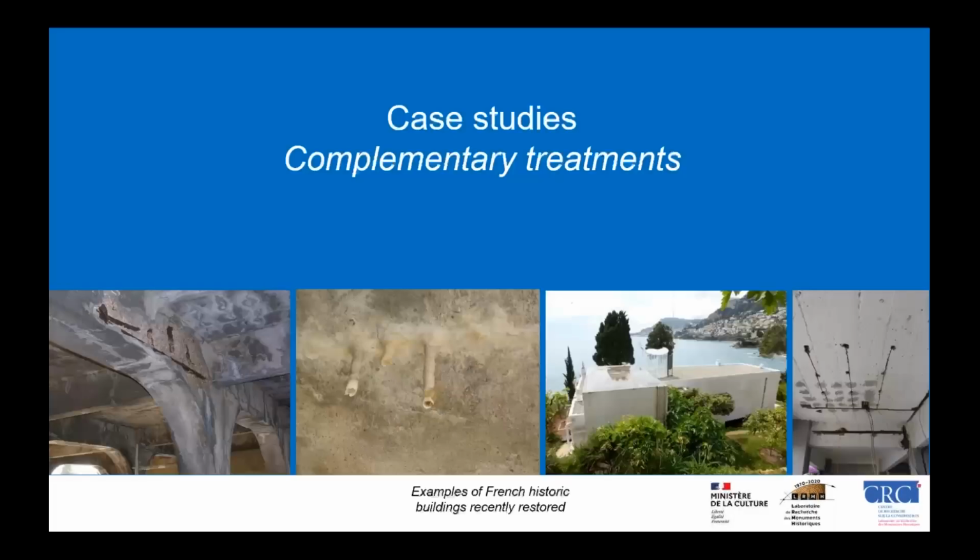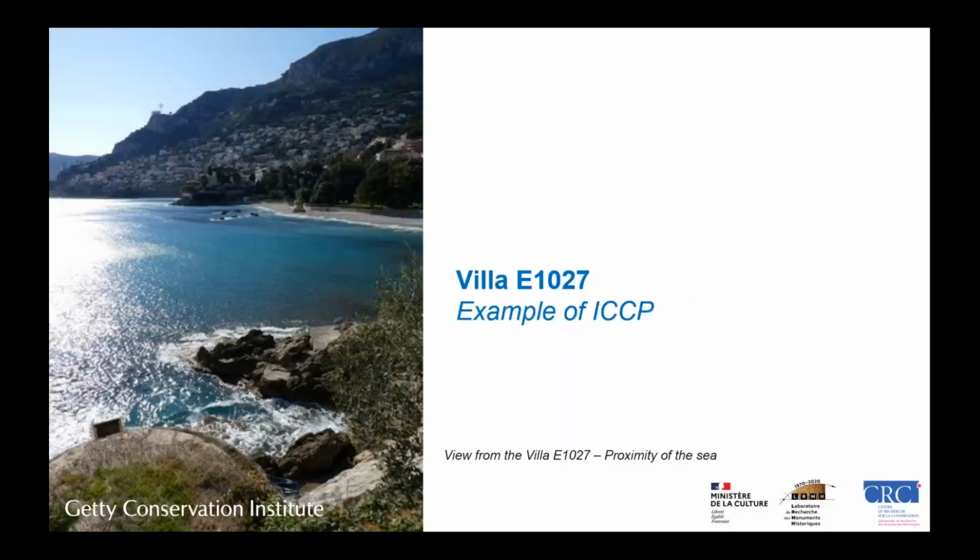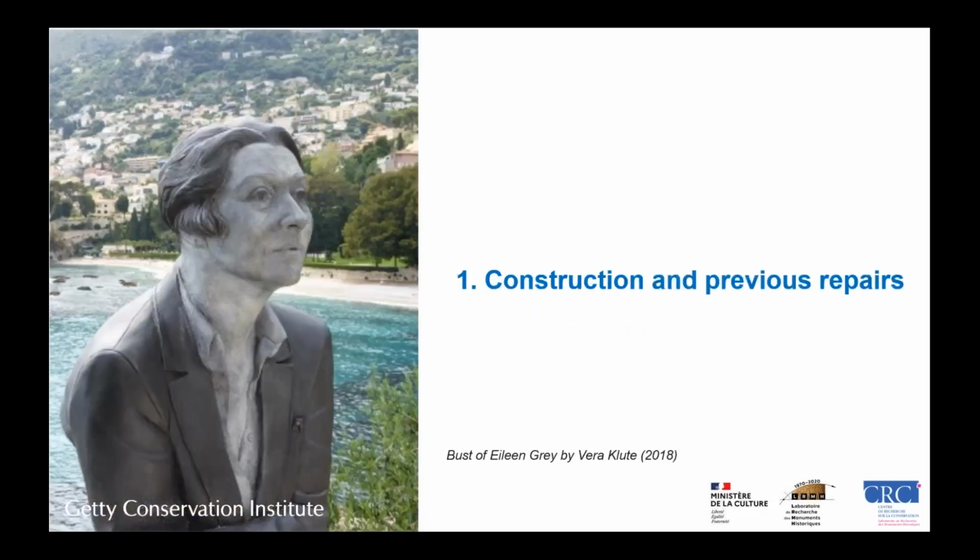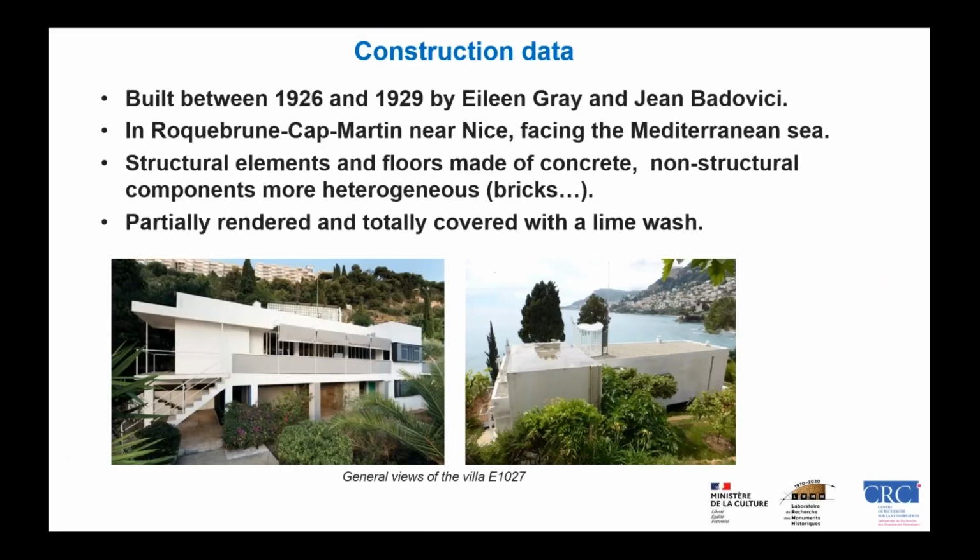And now let's come to complementary treatments. I would like to show you the example of the villa E-1027. It was built between 1926 and 1937 by Eileen Gray and Jean Badovici in Roquebrune-Cap-Martin in the southeast of France. And as you can see, it's facing the sea, the Mediterranean Sea.